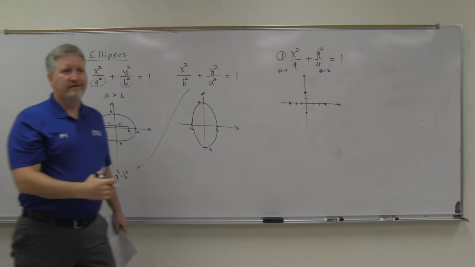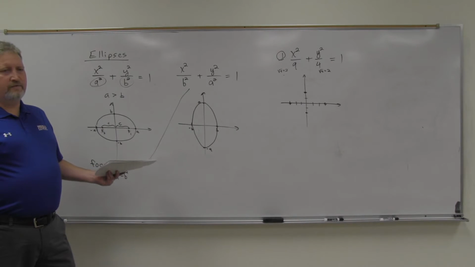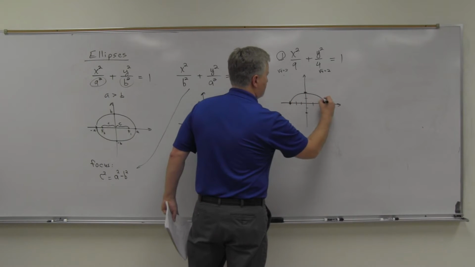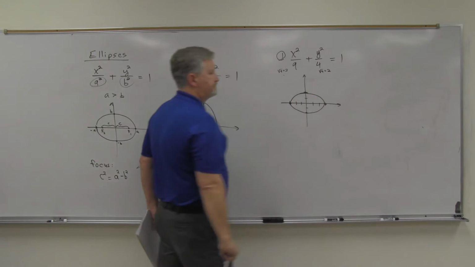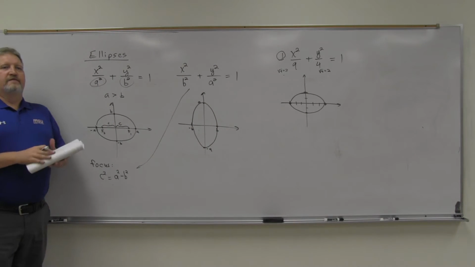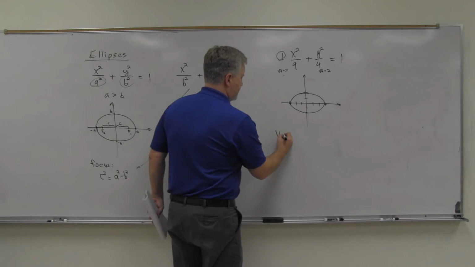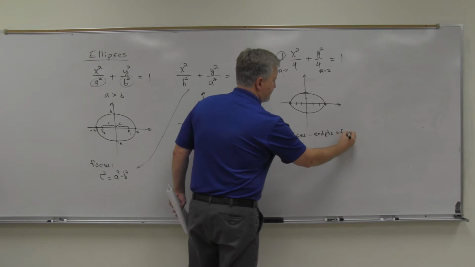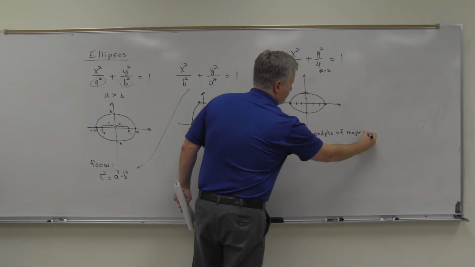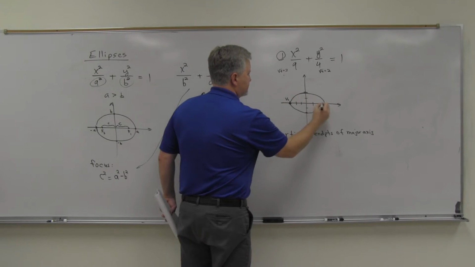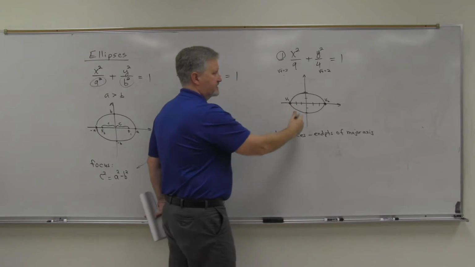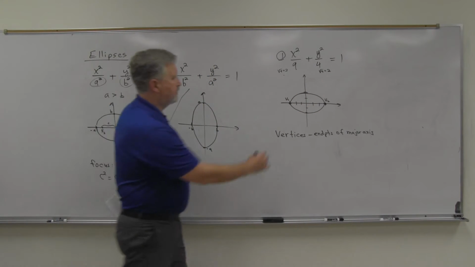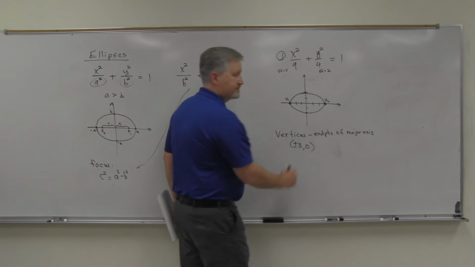And it works out. Is that going to be longer than it is wider, wider than it is longer? The numbers work out. The vertices, like I said, those are the endpoints of the major axis, the longer axis. And so this is my vertex, and this is my vertex, since that's the longer axis. So that's plus or minus 3, 0, the vertices.